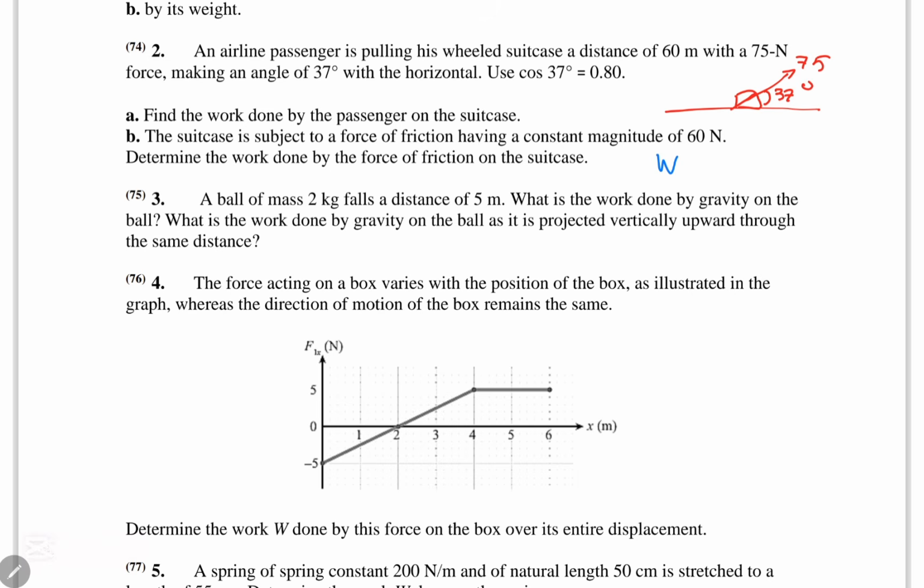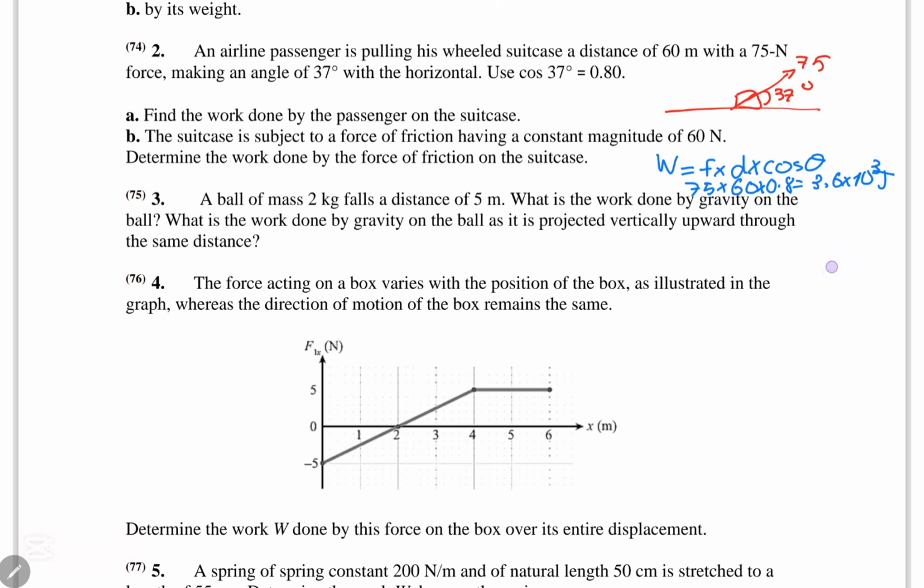Part A, they want the work done. The work done is going to be force times distance times cosine theta. So it's going to be 75 times 60 times cosine 37, which they told us to use as 0.8. You will get 3.6 times 10 to the power of 3 joules. Okay, that's it for part A.